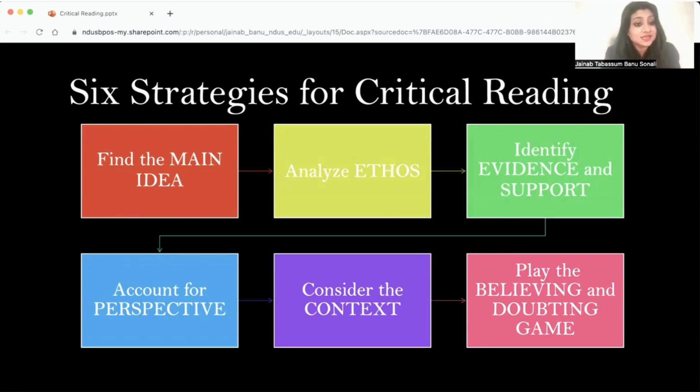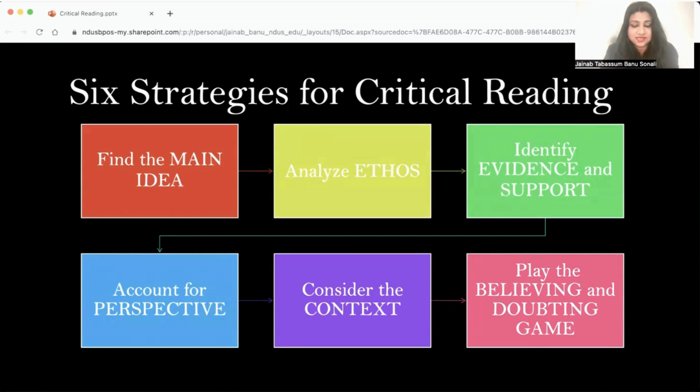Then you consider the context. So context is also very important. When you are reading a text from a new critical perspective, sometimes you don't need to pay attention to the context, but critical reading is different. Critical reading is not like new critical reading or practical criticism. It's research reading. So you have to consider the context, what is outside of the text. And then this is the last strategy, and that is playing the game. It's the believing and doubting game.